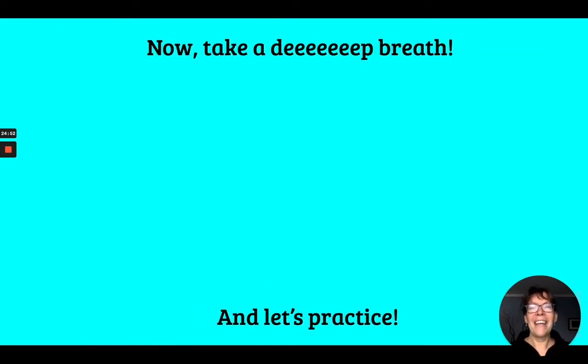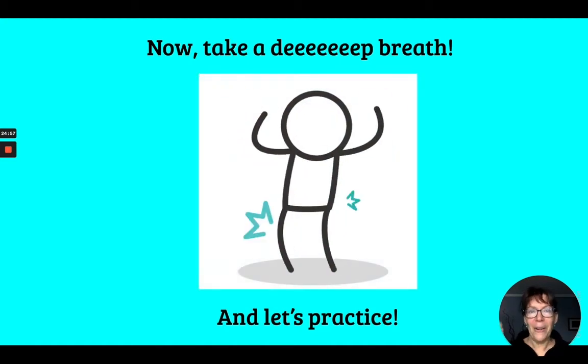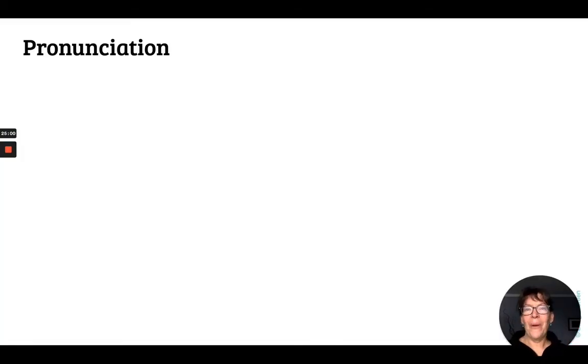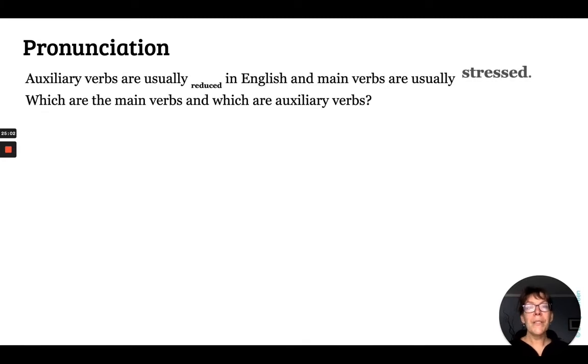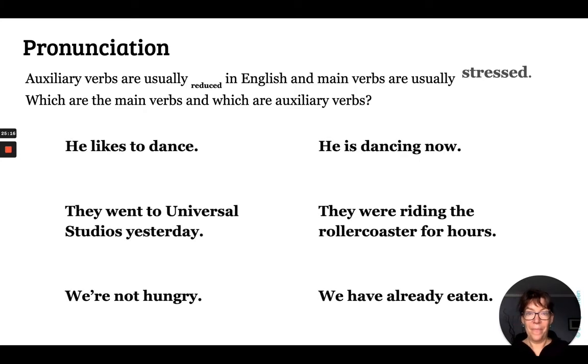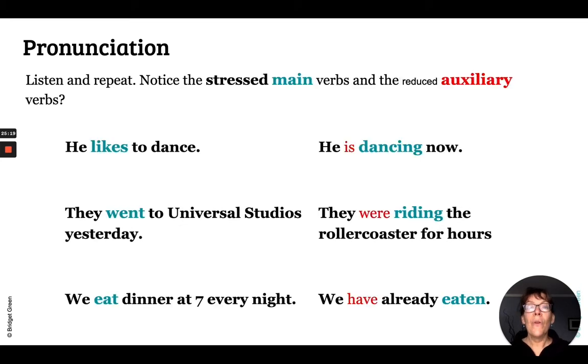Now you're back. Yay. Take a deep breath. Here we go. Let's get going. We're going to do this. Right. Pronunciation. Auxiliary verbs are usually reduced in English, and main verbs are usually stressed. Which are the main verbs and which are the auxiliary verbs in these sentences?